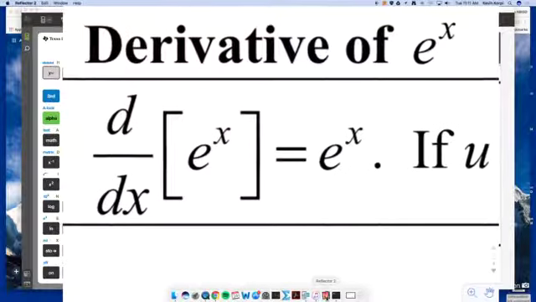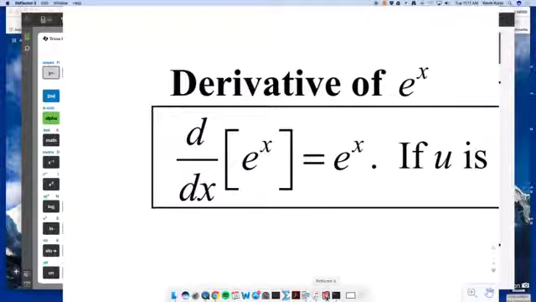And guess what? It actually is. Okay? So here it is formally stated. The derivative of e to the x. That's what this box is called. And it says the derivative of e to the x is e to the x. It is its own derivative. That's pretty cool, right? It is its own derivative.